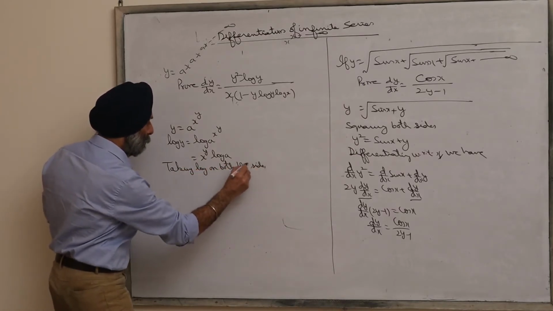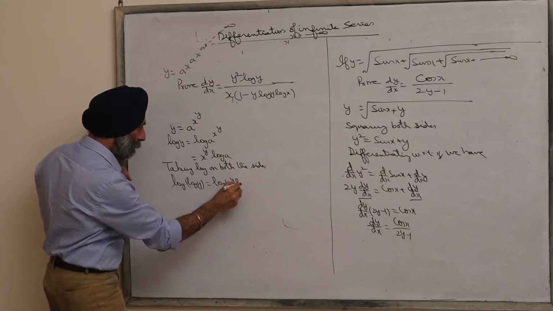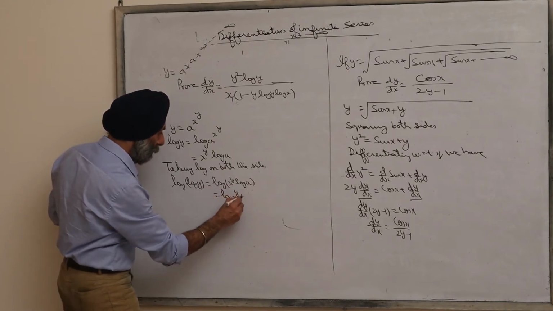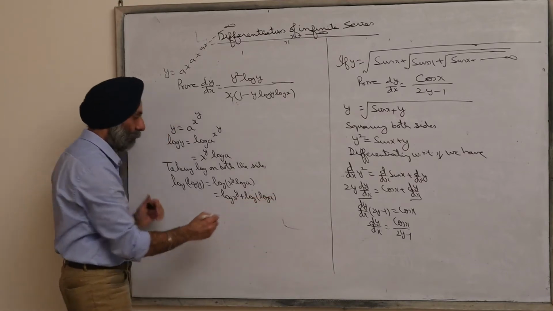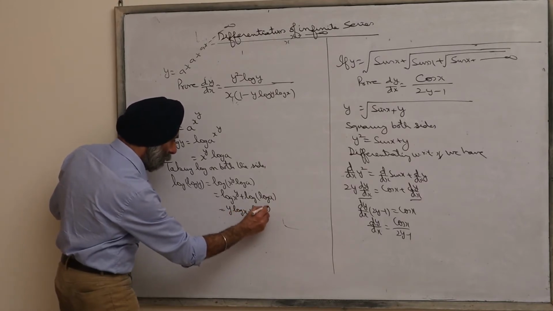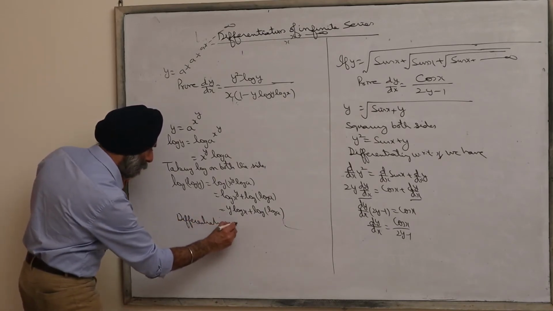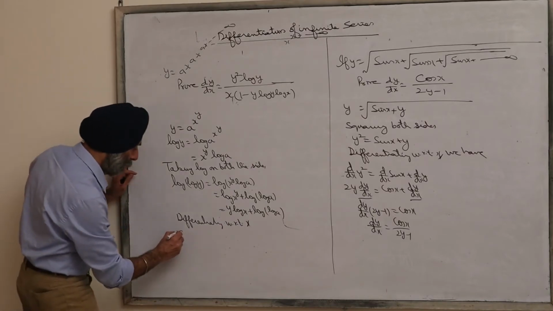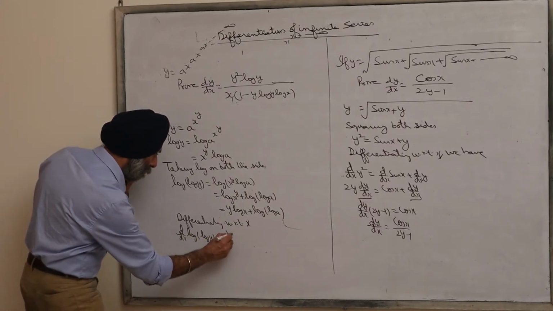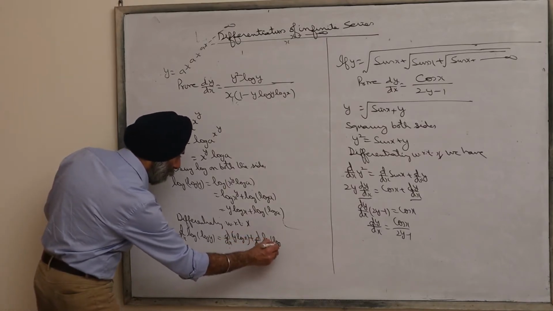So what do we have? That is log of y is equal to log of x raised per y into log of a. So this is log of x raised per y plus log of log of a. So what is that? It is y log x plus log of log a. So differentiating with respect to x on both the sides, you can see here we have d over dx of log y is equal to d over dx of y log x plus d over dx of log of log a.